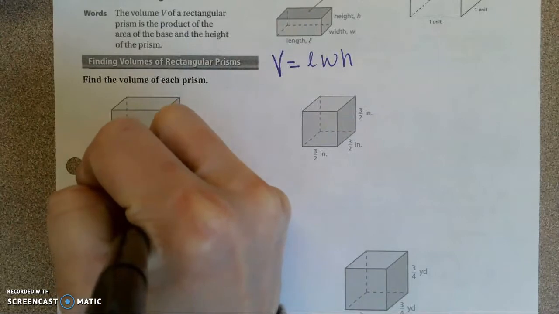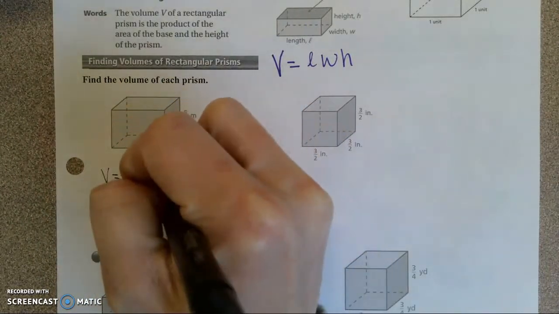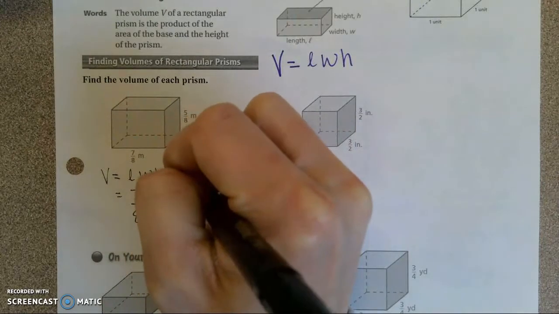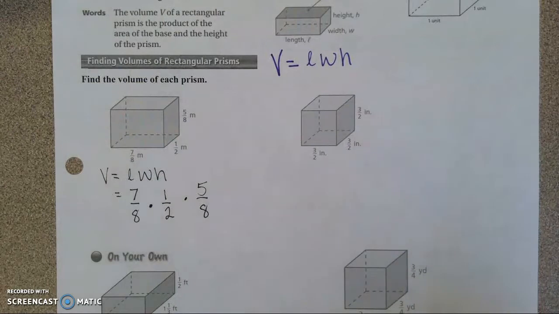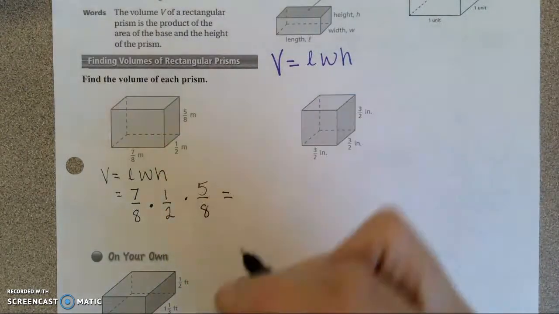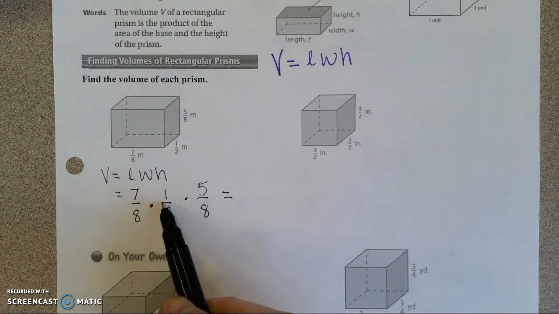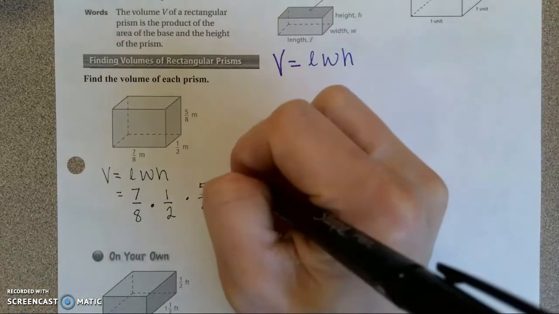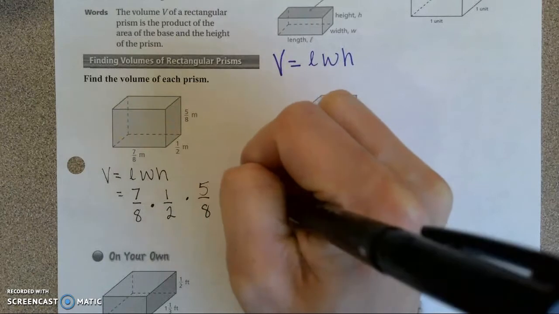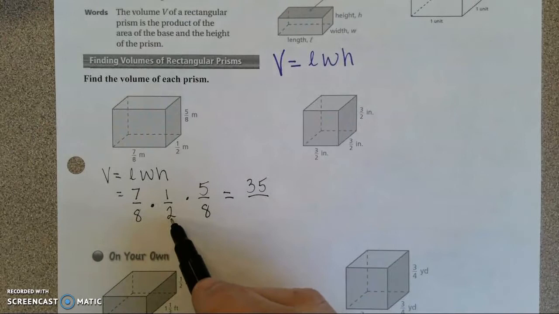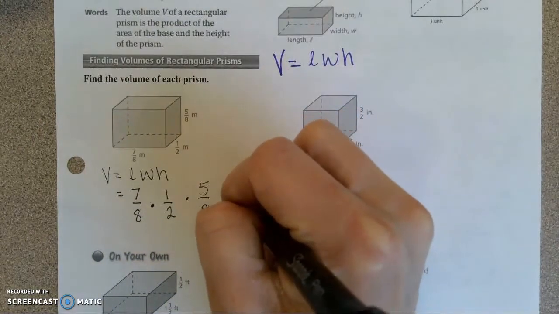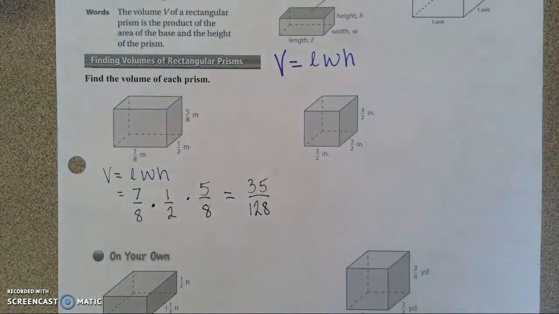So 7/8 times 1/2 times 5/8. Remember, with fractions, you just multiply straight across. So you multiply your numerators, and then you multiply your denominators. So if I do that, I have 7 times 1, which is 7, then times 5, so I get 35. And then I did 8 times 8 first to get 64, and then multiplied that by 2 to get 128. That can't be simplified, so you just leave it at that.